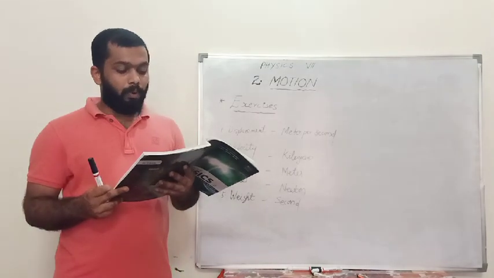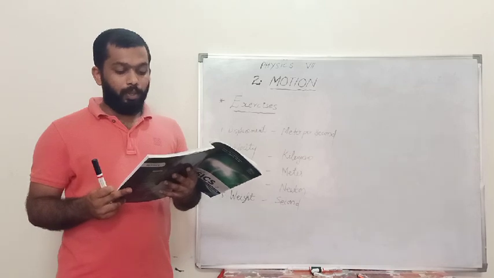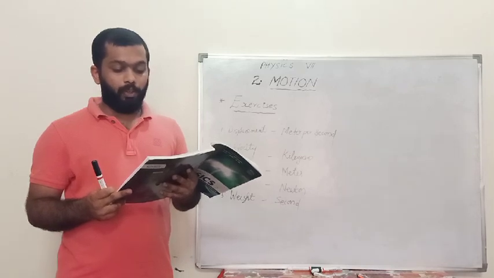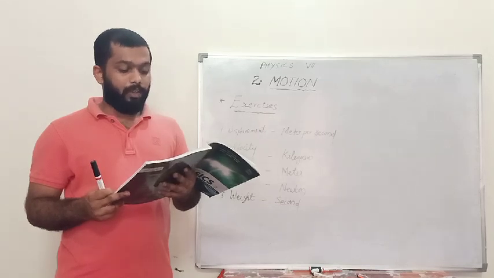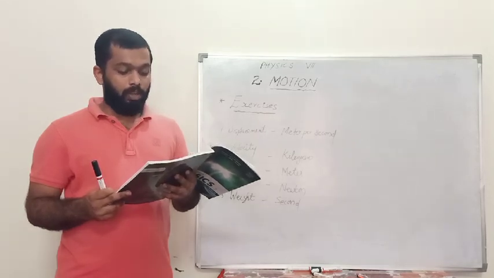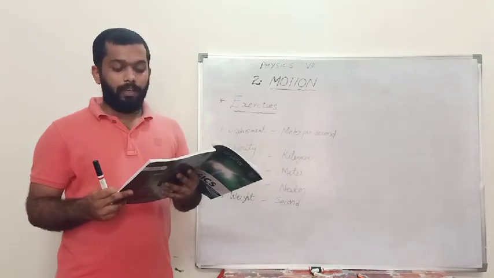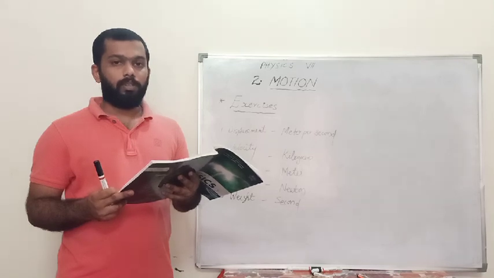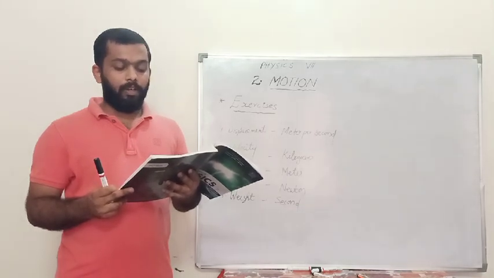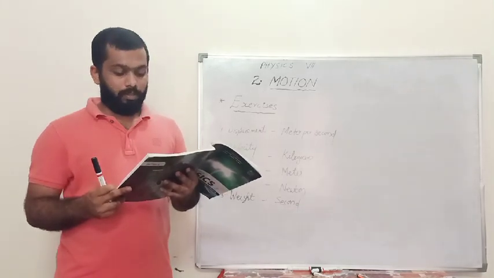Question number 6. A boy moves 3 km due west and then 4 km due north. The displacement of the body is option A 5 km towards south, option B 5 km towards southwest, option C 5 km towards north and option D 5 km towards northwest. Answer is option D, 5 km towards northwest.